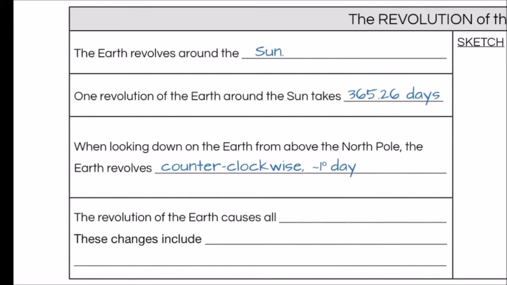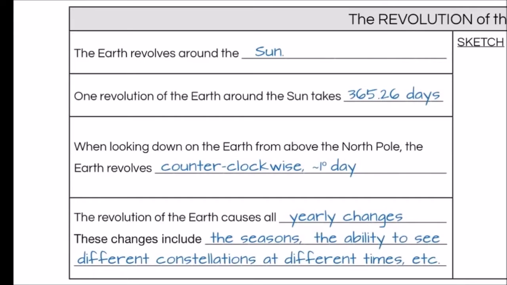Now, the revolution of the Earth has some major impacts on us, and these include all yearly changes. So if you think to yourself of any things that happen over the course of a year, any cycles that change yearly, most likely they can be traced back to the Earth's revolution. The most obvious example are the seasons. We know we go through a full cycle of seasons every year, so they are caused, at least in part, by the Earth's revolution. Another interesting change is the ability to see different constellations of stars at different times. If you go outside from New York in the winter, you will see the constellation Orion, but in the summer it's not visible as the Earth has moved.